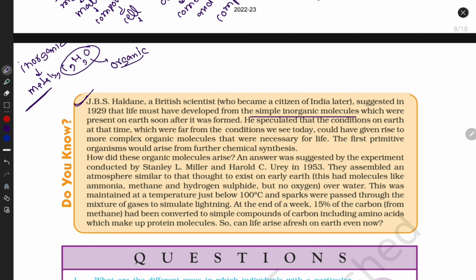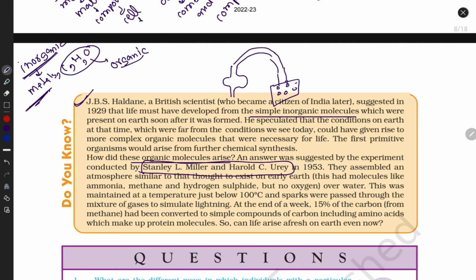Okay, guys, so he said that life first originated from inorganic simple molecules. They aggregate and form organic molecules, and then the organic molecules give life. How did they prove it? Three scientists came and proved that Haldane is right. They performed an experiment. What kind of experiment? They used some gases, temperature, water, and electricity to find out whether Haldane was right or wrong.